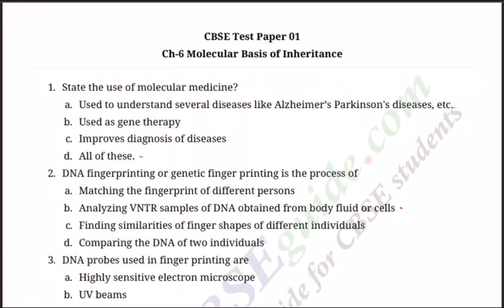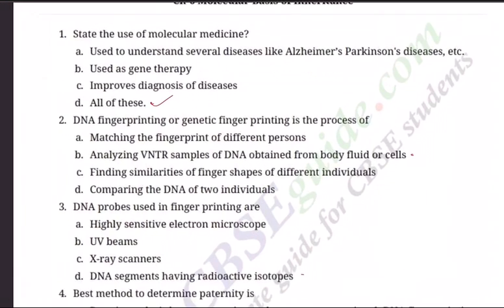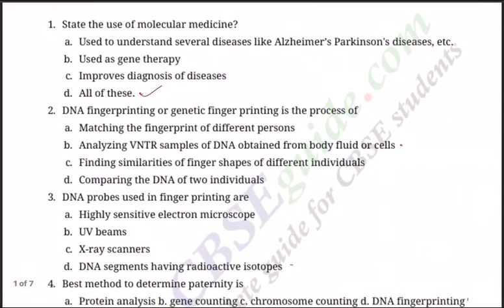A. Used to understand several diseases like Alzheimer's and Parkinson's diseases. B. Used as gene therapy. C. Improves diagnosis of the diseases. And D. All of this. Of course, molecular medicine, I think all of this: diagnosis of the disease, gene therapy and all that. So I think the answer should be D.